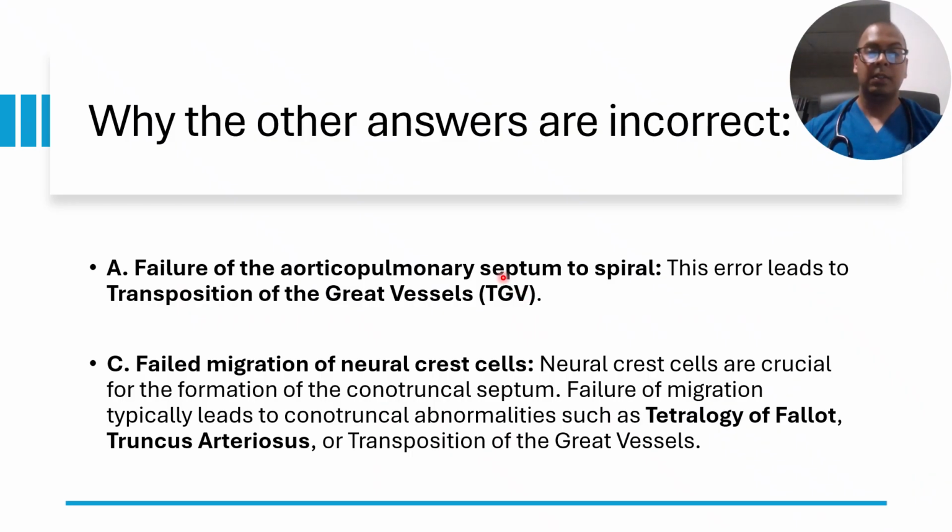And then finally, let's look at why the other answers are incorrect in this case. A was failure of the aortopulmonary septum to spiral. This is incorrect because this error usually leads to transposition of the great vessels. C was incorrect, failed migration of neural crest cells. The neural crest cells, just as a review, are crucial for formation of the conotruncal septum. Failure of migration typically leads to conotruncal abnormalities such as tetralogy of Fallot, truncus arteriosus, or transposition of the great vessels.